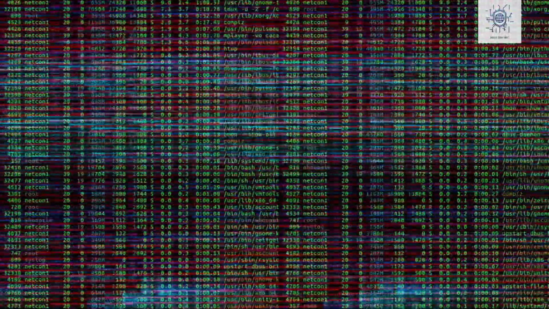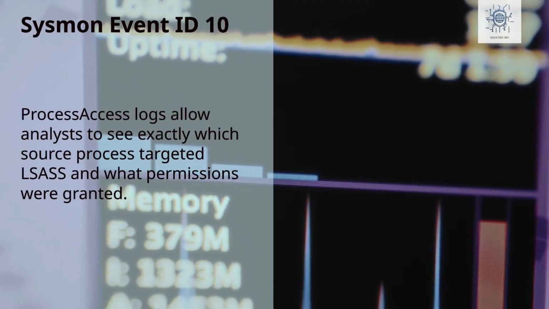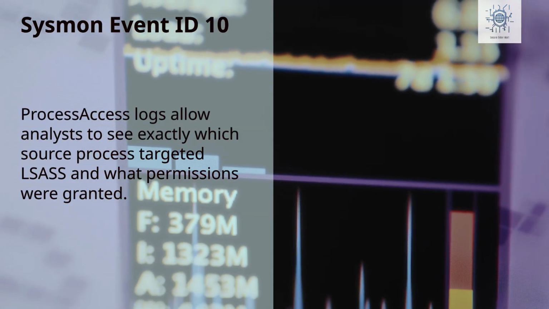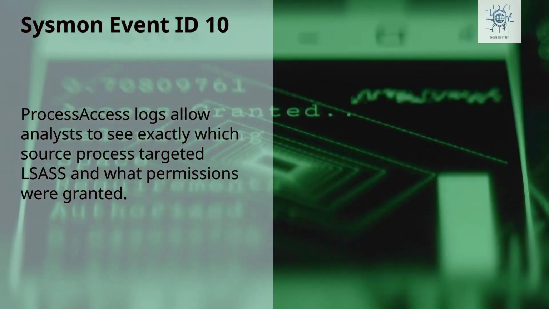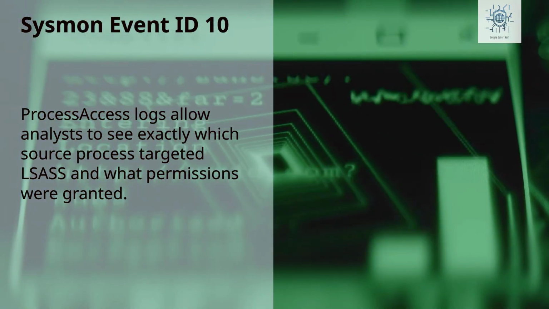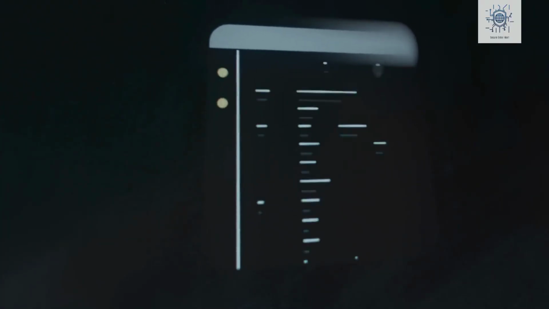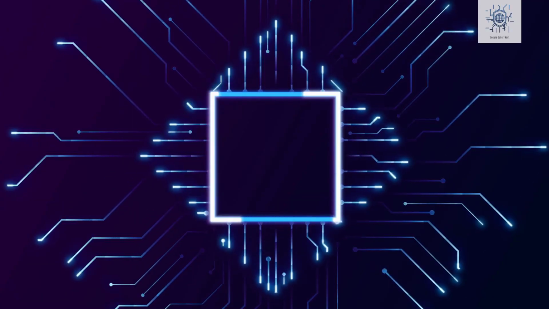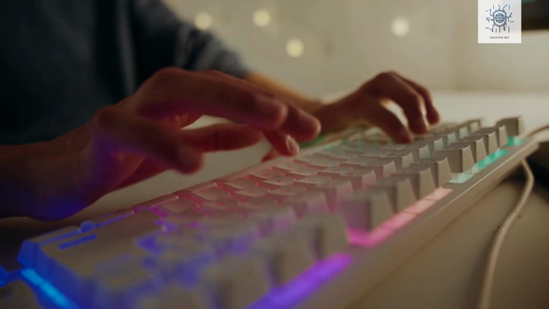But here is what they do not control. Every access to lsass leaves a signature in Windows logs. Sysmon event ID 10. Process access. Every time a process reaches into another process, Sysmon records it. Source process. Target process. Granted access mask. When the target is lsass.exe and the access mask includes read permissions, you are looking at a credential dump in progress.